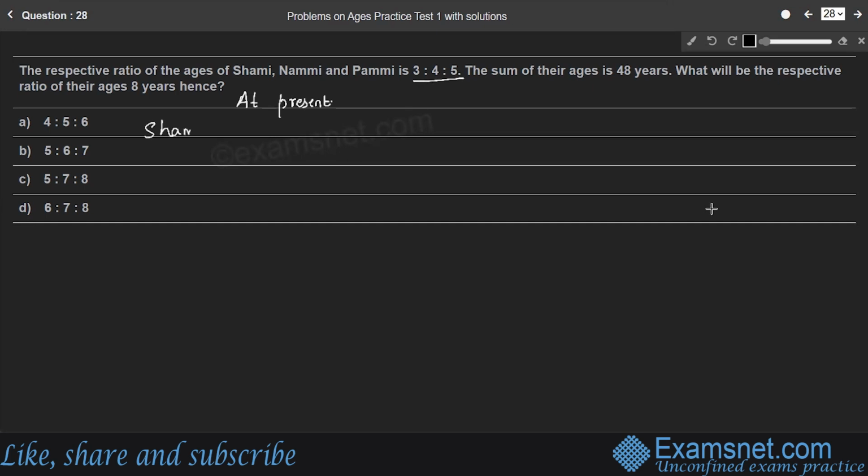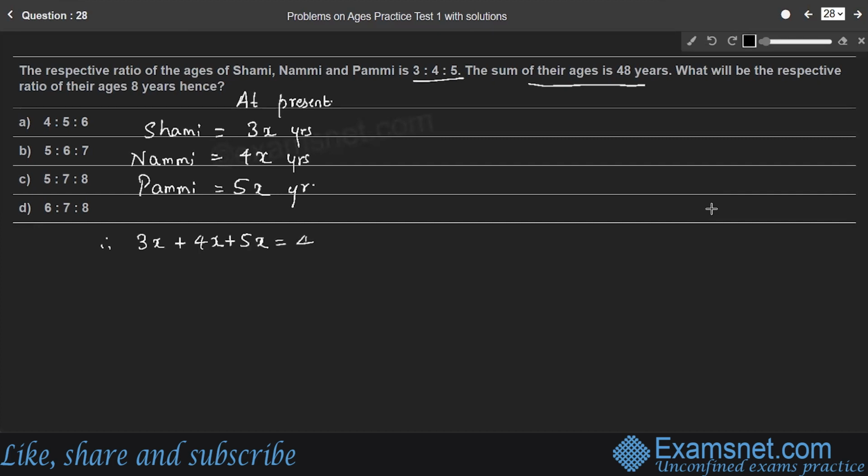Shami's age be 3x years. So we'll consider Nami's age as 4x years and Pami's age as 5x years, so that the ratio of their ages becomes 3:4:5. And it is given that the sum of their ages is 48 years. So we'll consider the sum of their ages 3x plus 4x plus 5x is equal to 48 years. So we'll simplify it. So 12x is equal to 48. So the value of x is 4.